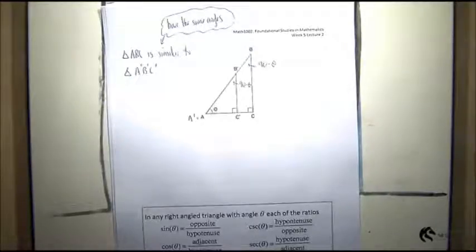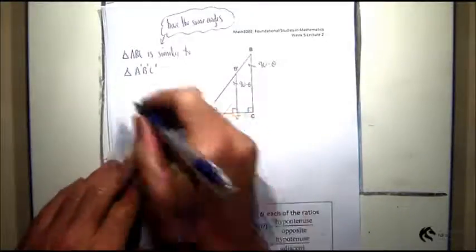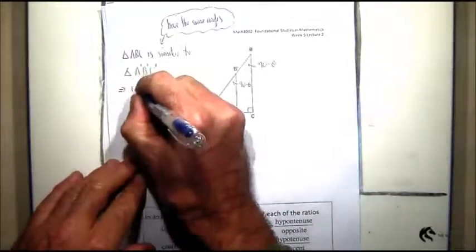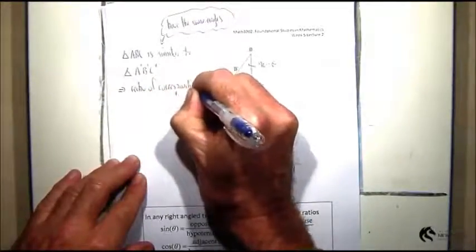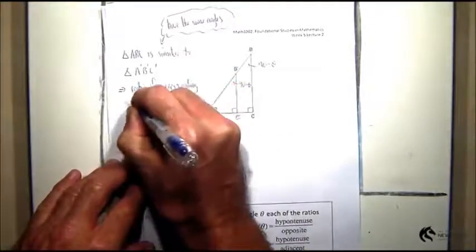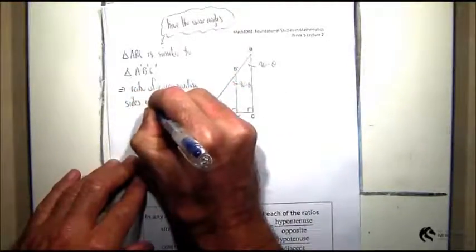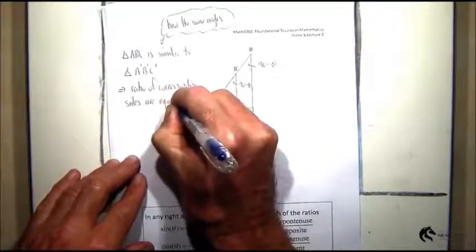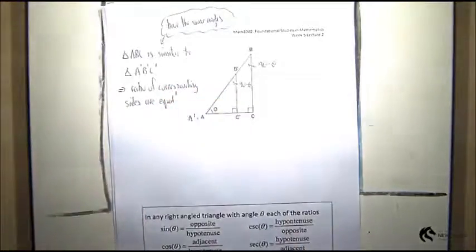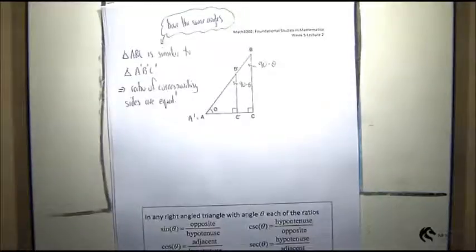Nobody's quite game to say. The important thing about similar triangles is that the ratio of corresponding sides are equal. So that implies that the ratio of corresponding sides are equal. That's a well-known property of similar triangles.